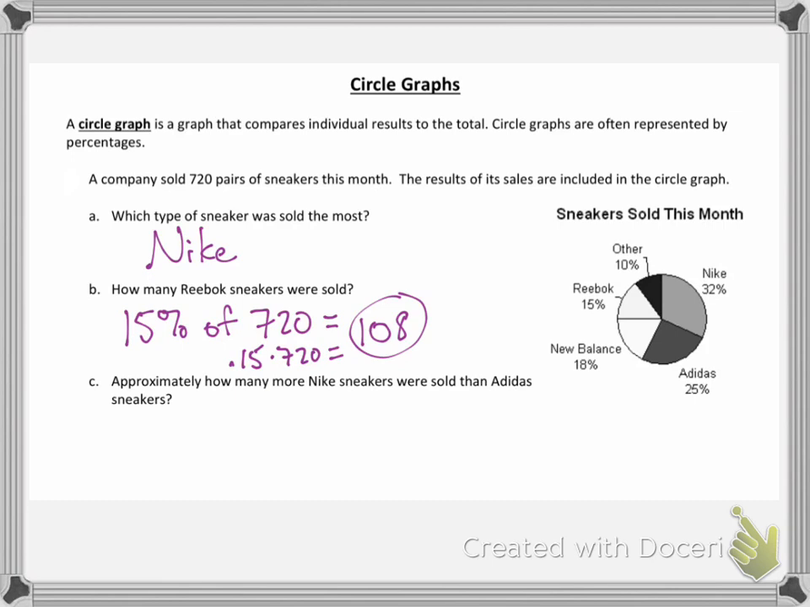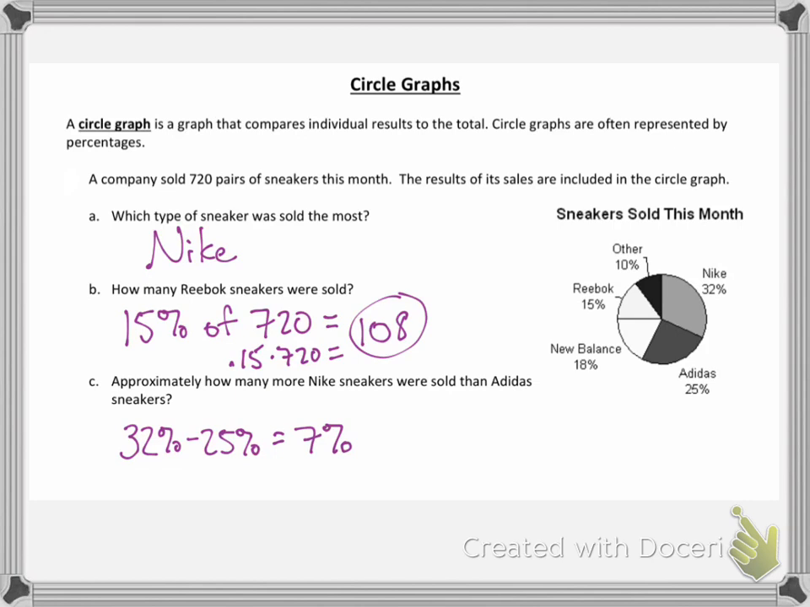Part C, approximately how many more Nike sneakers were sold than Adidas? There's technically 2 ways you can figure this out. Here's what I would recommend. It's saying how many more Nike than Adidas. That basically means I need to do a subtraction problem somehow. Here's the easiest way to do it. We know Nike sold 32%, Adidas sold 25%. So what I would want to find first is the percentage difference in the sales. Nike was 32%, Adidas was 25%. Nike sold 7% more in terms of their sneakers. That's a crude way to figure it out, but that's a start.